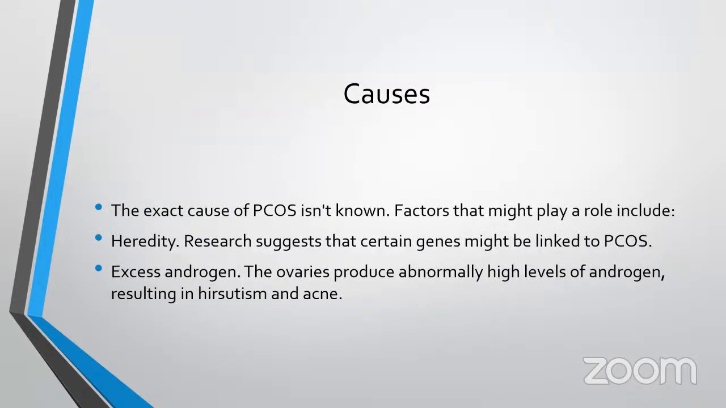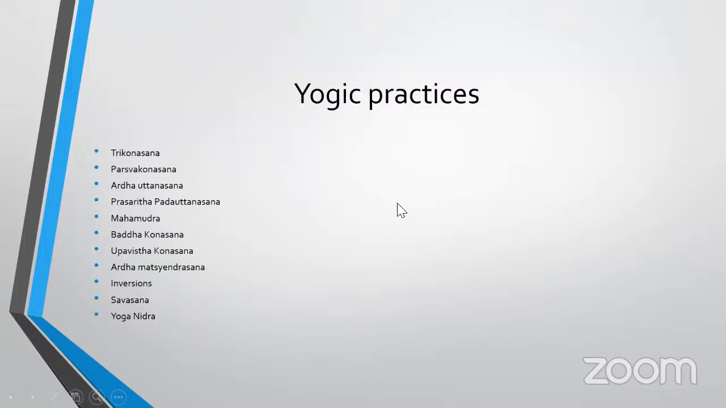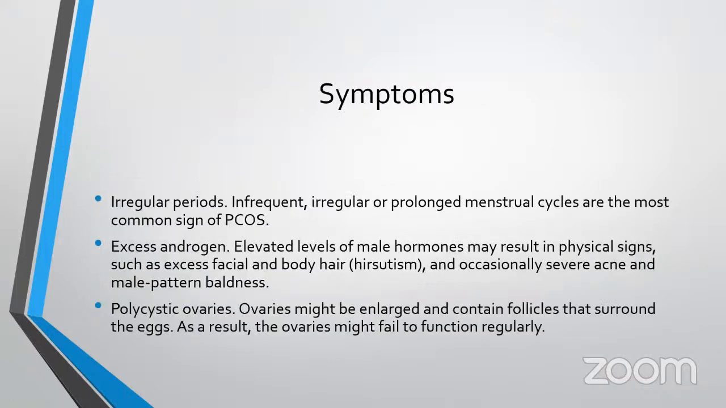The cause of PCOS, as already mentioned, is not known, but some factors may play a role, one of which is heredity. If certain particular genes are there in a girl, then she may develop PCOS. Another is excess androgen secretion. The ovaries produce abnormally high levels of androgen that will lead to hirsutism and acne. So let us focus on yogic practices.